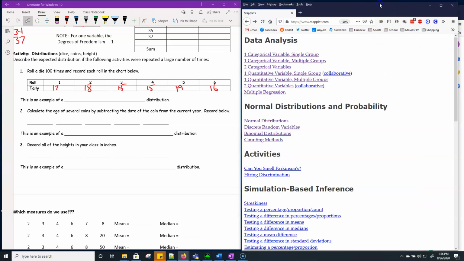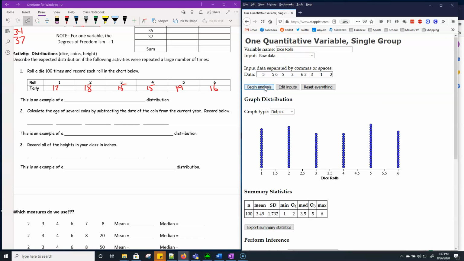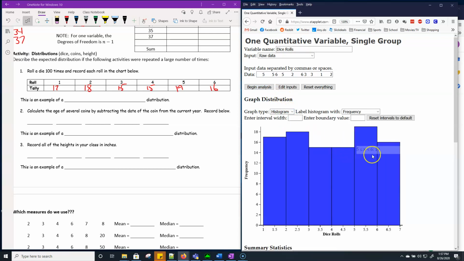And then I'm going to go to Statplet, and I'm going to use quantitative variable, single group. And I'm going to call this dice rolls. And I'm just going to paste it in. The spacing is fine. All you got to do is paste it in from the spreadsheet and it'll work. All right. And I'm going to make a histogram like we're going to be usually using in here. And here's my histogram and what it looks like.